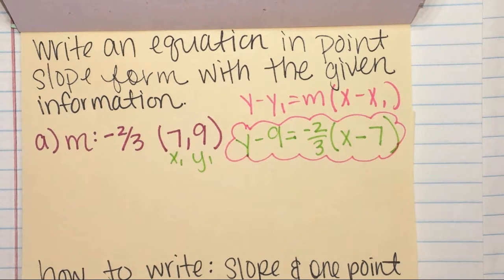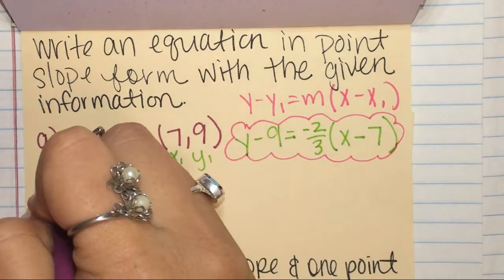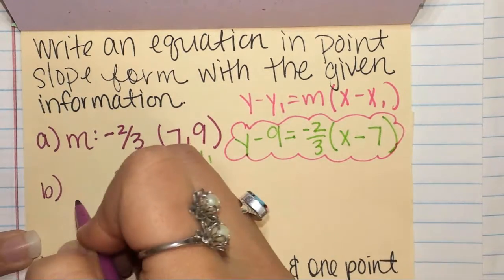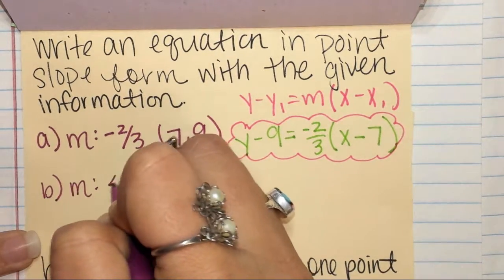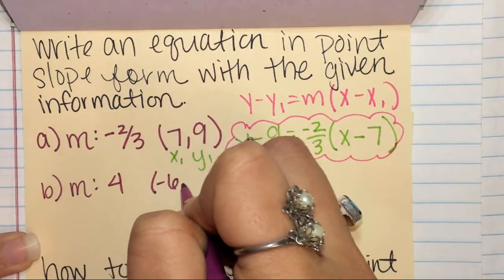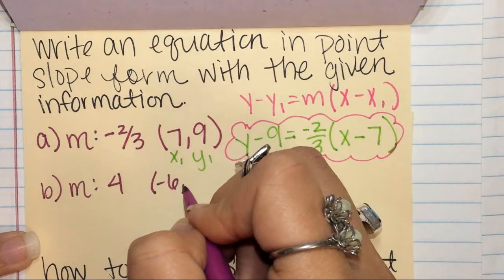All right, let's do one more together, then we're going to do one on our own. All right, so for B, our slope is going to be 4, and our point is going to be negative 6, 3.